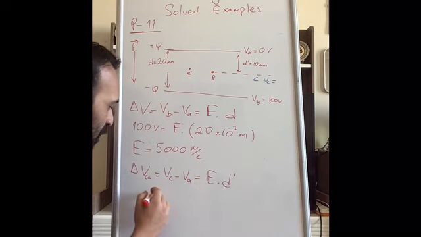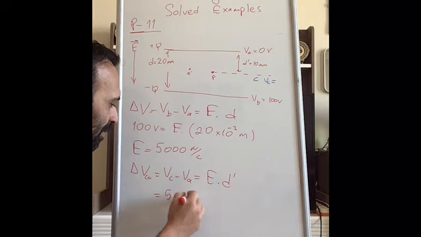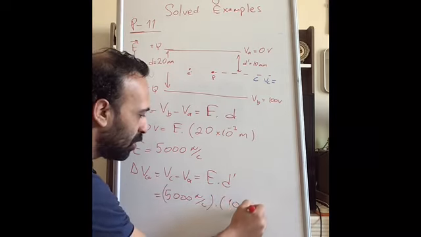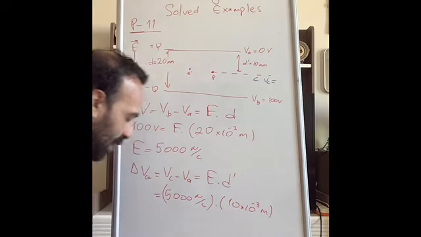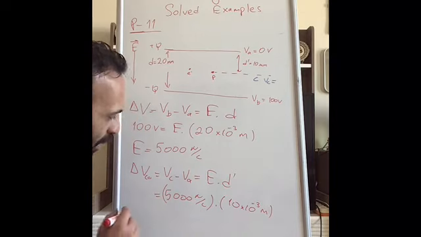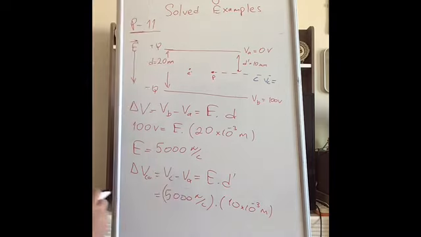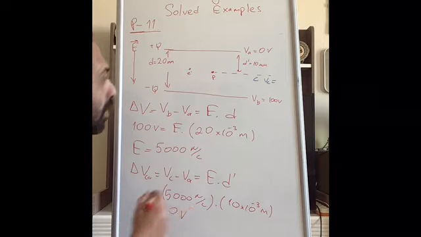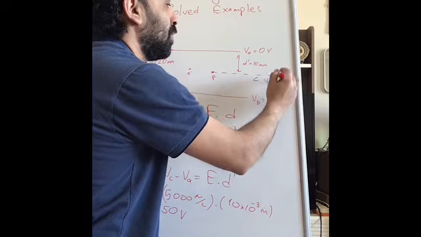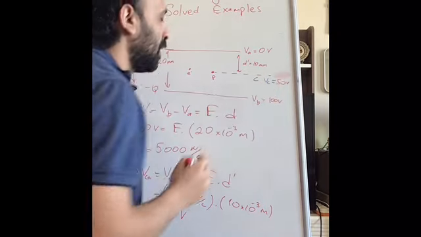It's going to be equal 5,000 Newton per Coulomb times 10 times 10 to the minus third meter, and you will find it, let me just check my notes. Okay, 5,010 millimeter, it's going to be like 50 volt. All right, so it's going to be 50 volt. The electric potential will be 50 volt at point C.